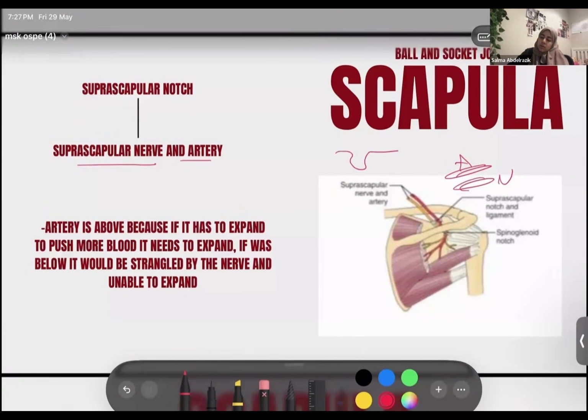So imagine this is the notch, there's the nerve going on here, and this is the artery going on here. The artery can expand since it's open, but the nerve can't. That's why the nerve doesn't expand, it's down. Cool. Cool.